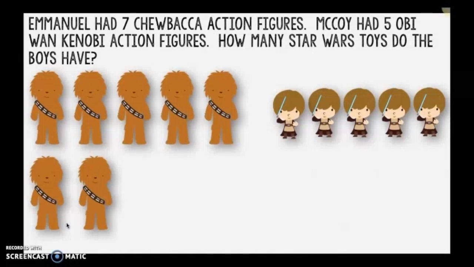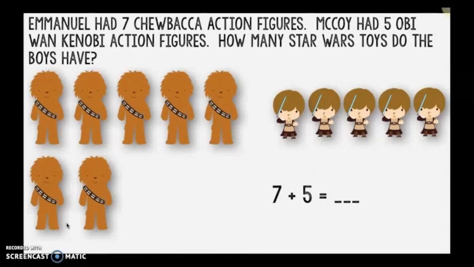Are you nice and organized like I am? Did you make your 7 as if it's in a 10 frame and your 5 too? I hope that you did. That's going to make it a lot easier to make my 10. All right, if I wanted to figure out how many toys the boys had, I could say 7 plus 5 equals. But I know our learning goal is trying to make us make a 10 because that helps us out a little bit.